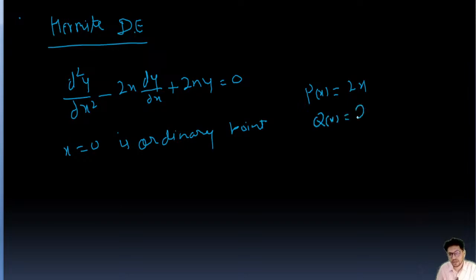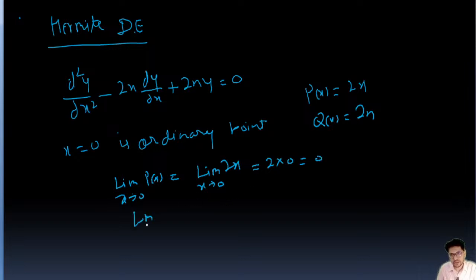q(x) is 2n. So we can find limit x tends to 0, p(x), where the value is 2x. If you put the value here, 2 into 0, that is 0. And for q(x), limit x tends to 0, the value is 2n. So we can see finite values. So x equal to 0 is an ordinary point for the Hermite differential equation, which is in this form: d2y over dx square minus 2x dy over dx plus 2ny equal to 0.